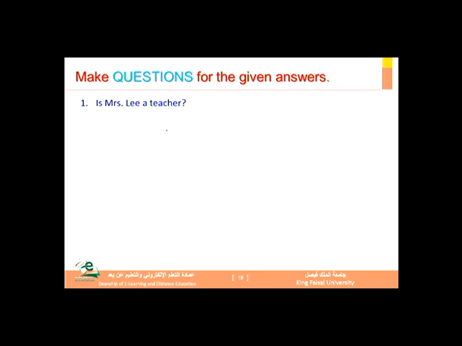Now here we have a question which is asking us to make questions for the given answer. In other words, we already have the answer, then we need to make a question for this answer. So look at this question. Is Mrs. Lee a teacher? Yes, Mrs. Lee is a teacher. Is the sun a ball of fire? Yes, the sun is a ball of fire. Now, what if the answer to this question is no? No, Mrs. Lee is not a teacher.